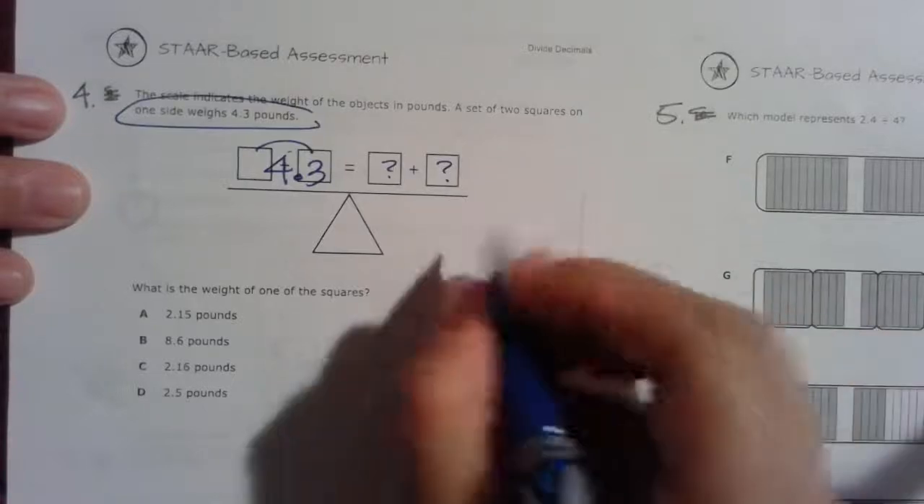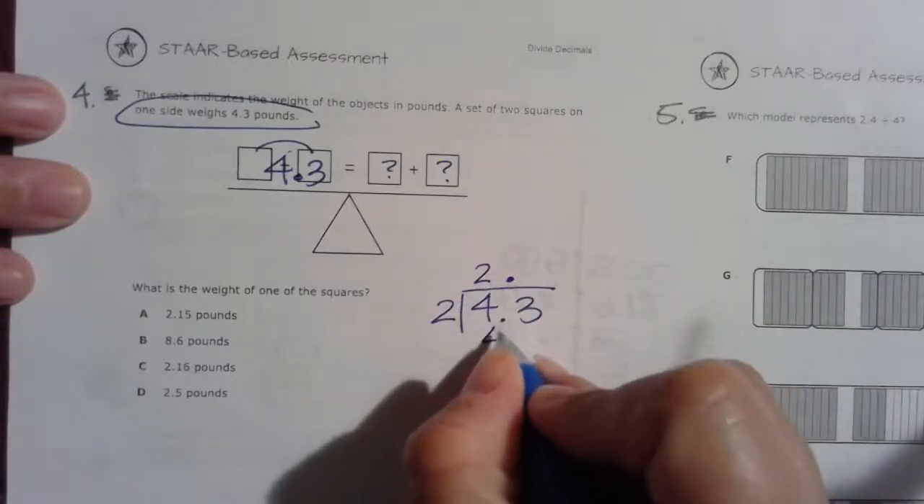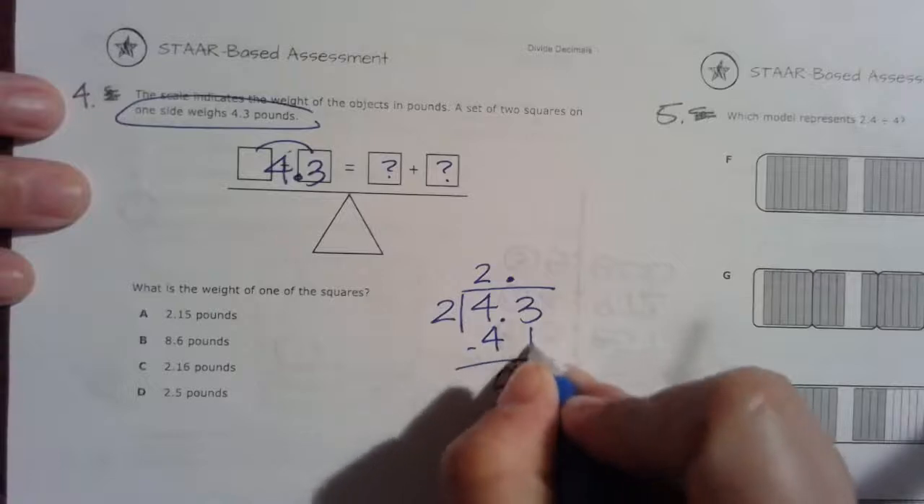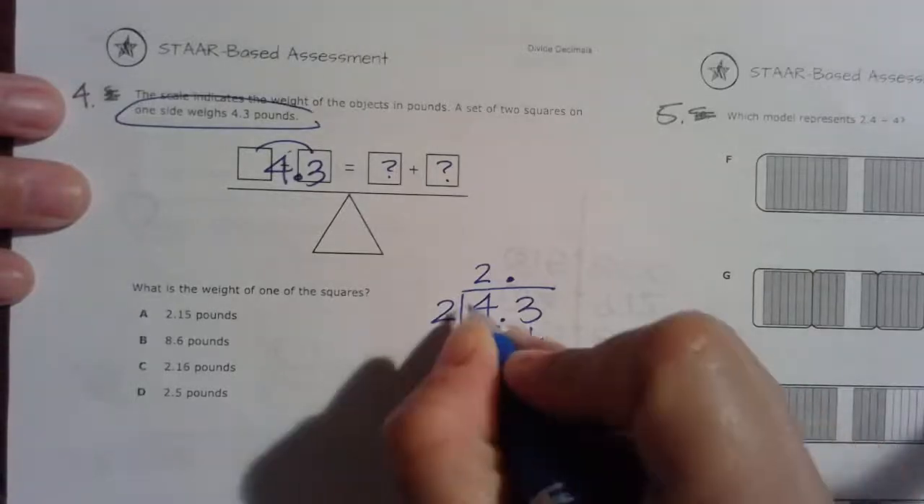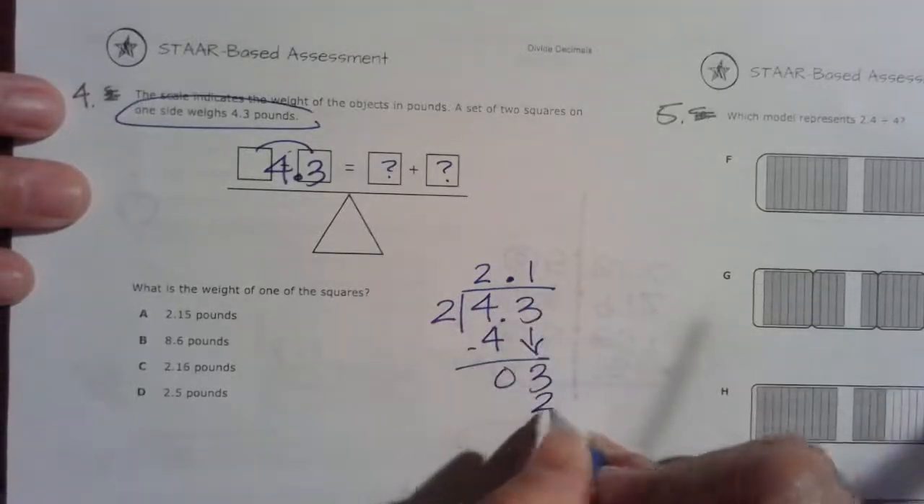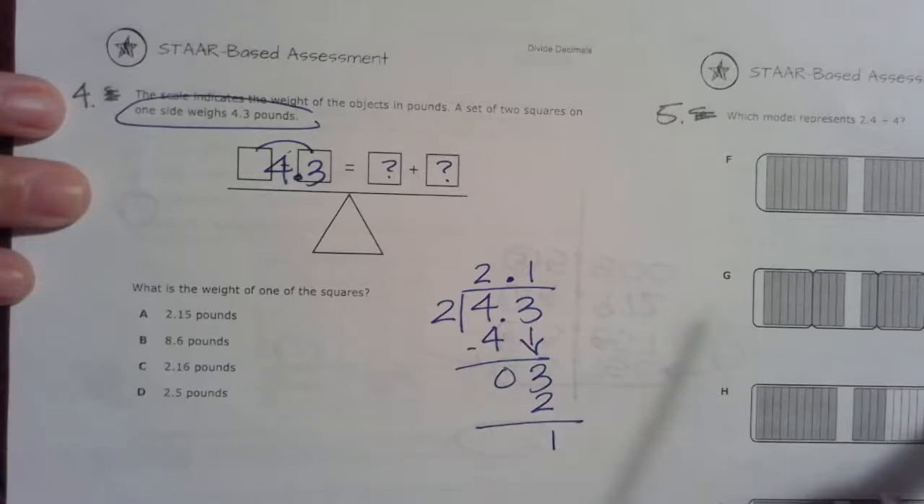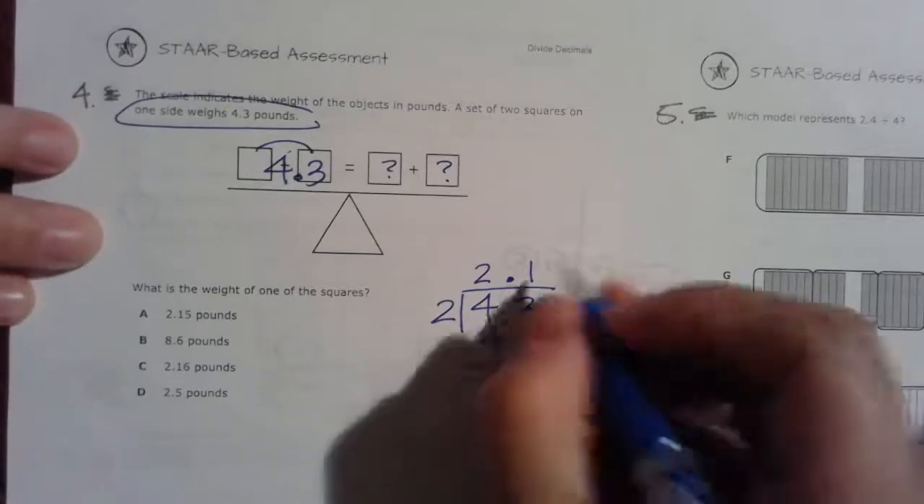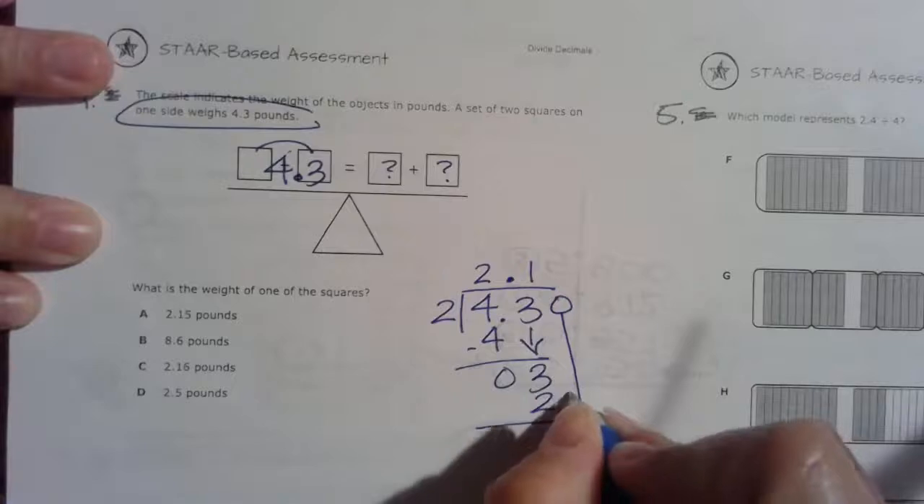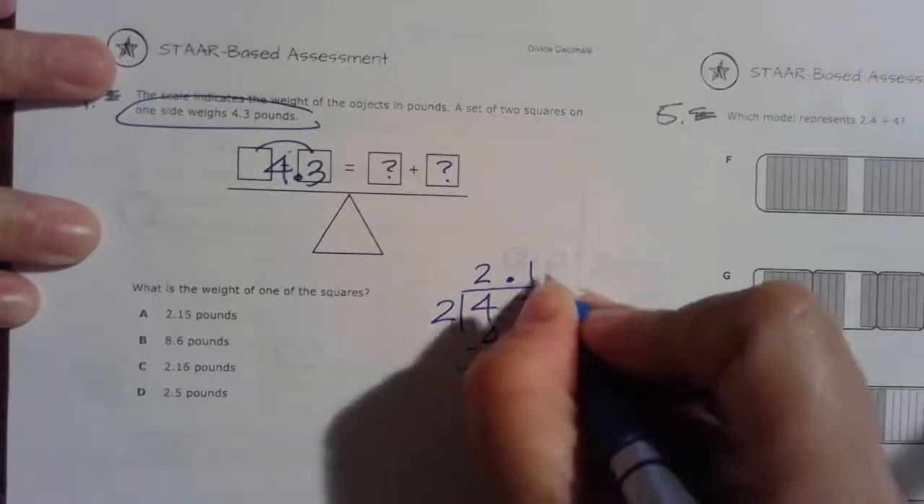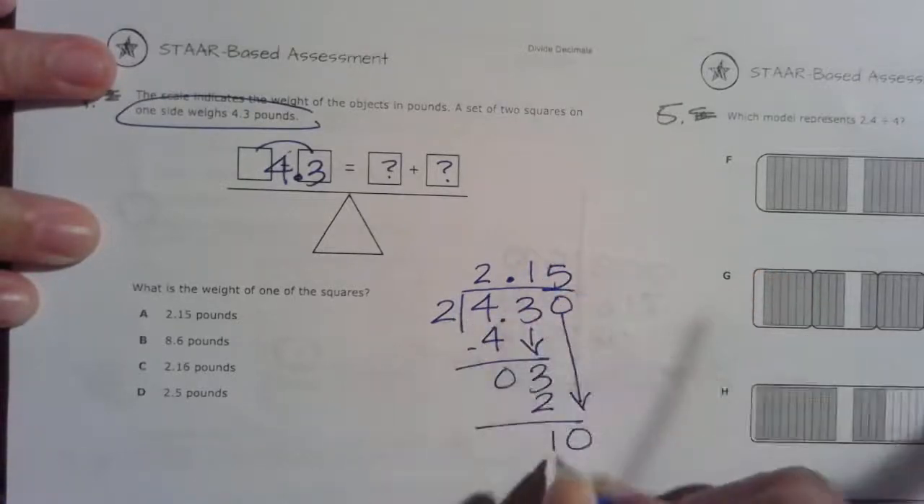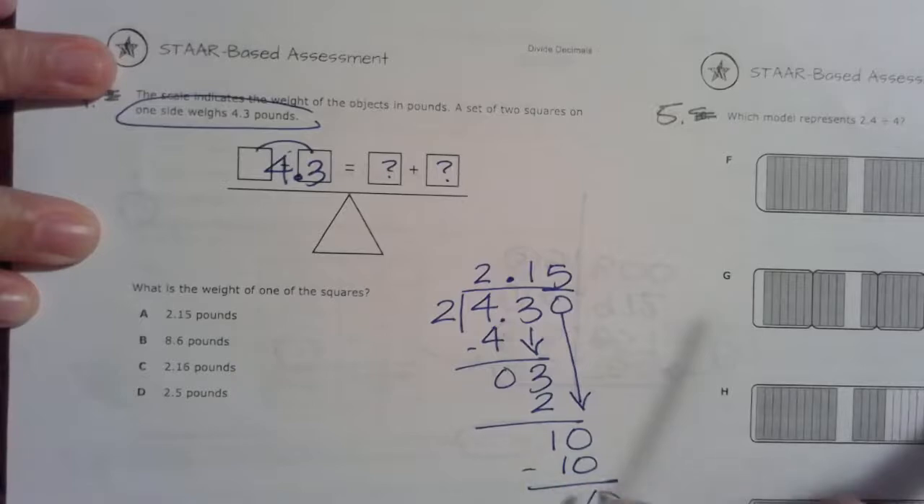Bring your decimal up, and 2 times 2 is 4. And bring your 3 down, and 2 times 1 is 2. And you get 1 left over, and we cannot have a remainder, so we add a 0. Bring it down, and you get 10, and 2 times 5 is 10. So your answer would be A.